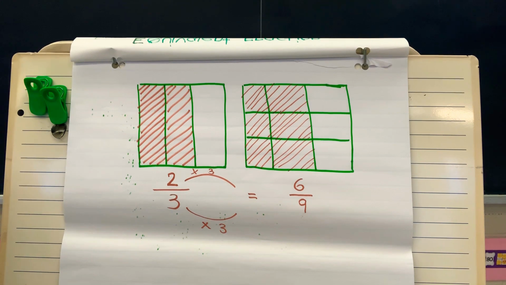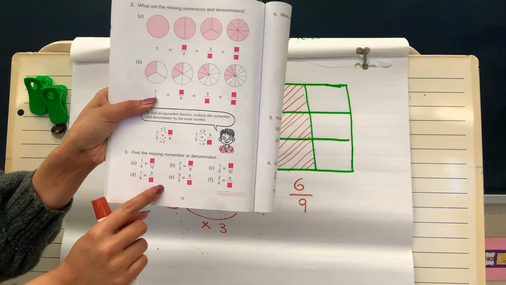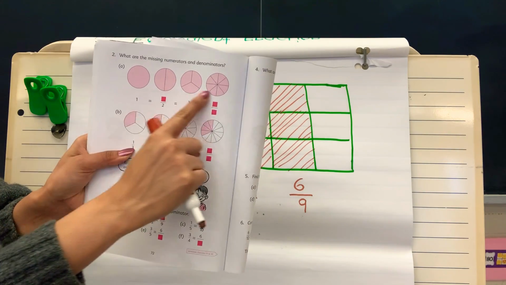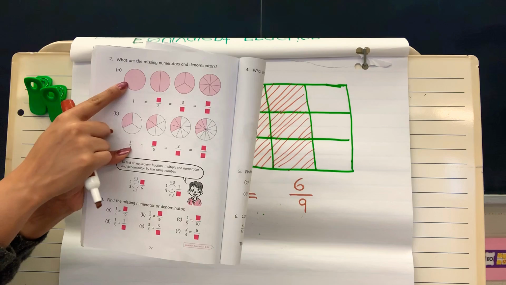Now let us look at page 72, and I'm looking at question 2A, task 2A. Do you see the whole has been divided so that it has now 2, 3, or 6 equal parts? I'm looking at grade 3, page 72, this top task 2A. Our whole has been here.